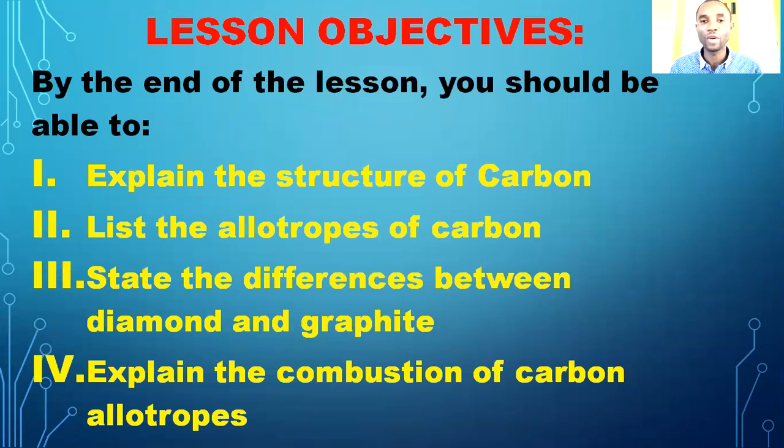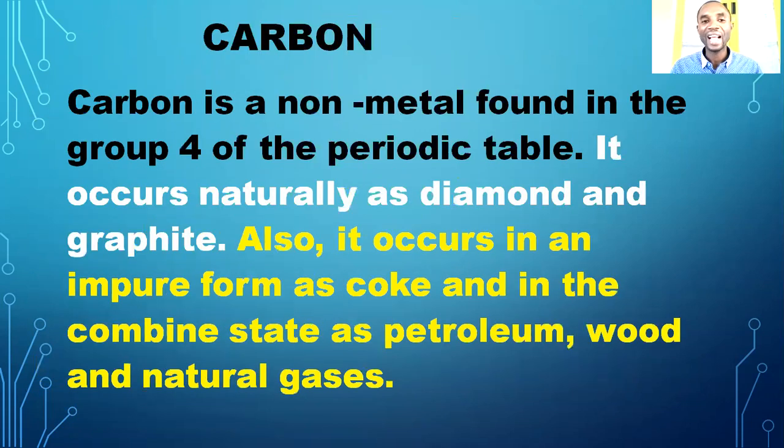For that reason, we are going to follow them one after the other by first of all starting with what carbon is and the structure before other ones follow suit. So first of all, what is carbon? Carbon, of course, is an element, one of the elements in the periodic table. It's a nonmetal found in group 4 of the periodic table.